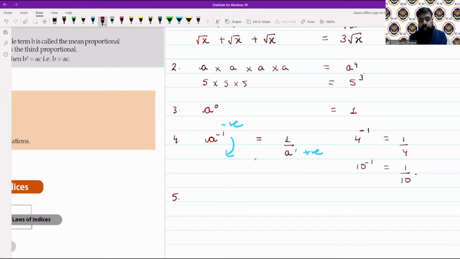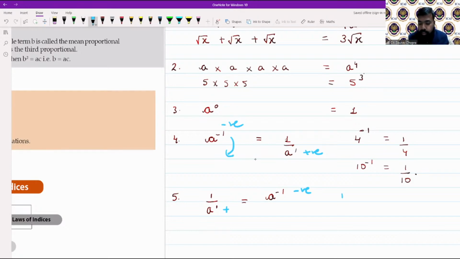Now, the next point says, if we are having 1 upon a to the power of 1, that means it is just the reverse of this, then we can write it as a to the power of minus 1. So if we are bringing from denominator to numerator, again the power will change. So again the positive will convert into negative.